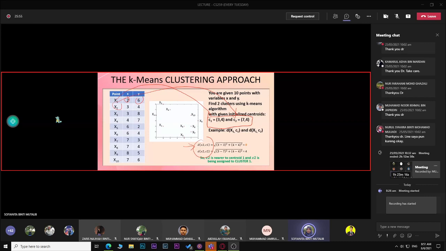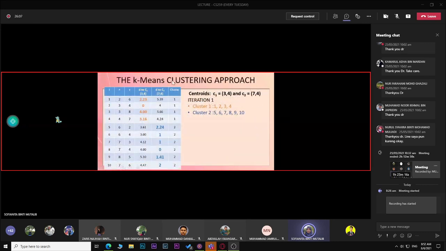Alright. Okay, so this part, can you understand? Yeah. Okay, so what you can see next is the calculation of the distance of each object to the centroid. So when the distance to the centroid is near, closer, then it will be assigned to cluster 1. So these are all objects under cluster 1, and these are all objects under cluster 2.